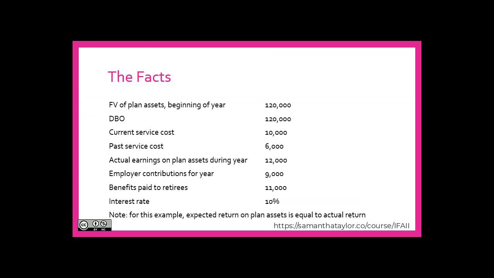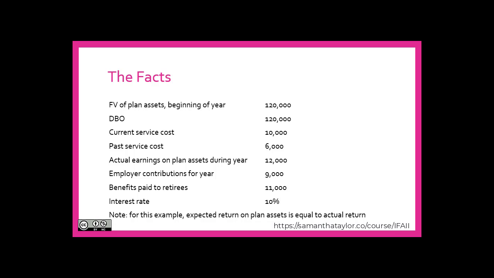The facts. We have fair value of plan assets at the beginning of the year of 120. We have a DBO of 120. Current service costs, we're going to assume, were added evenly throughout the year. And we have past service costs of 6,000. Actual earnings on plan assets during the year were 12,000. Employer contributions for the year were 9,000. Benefits paid to retirees, 11,000. And benefits interest rate of $10,000. For this example, expected return upon assets are equal to the actual return.